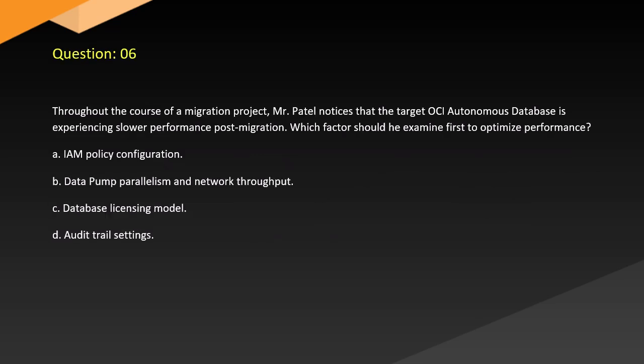Question 6. Throughout the course of a migration project, Mr. Patel notices that the target OCI autonomous database is experiencing slower performance post-migration. Which factor should he examine first to optimize performance? A. IAM policy configuration. B. Data Pump parallelism and network throughput. C. Database licensing model. D. Audit trail settings.